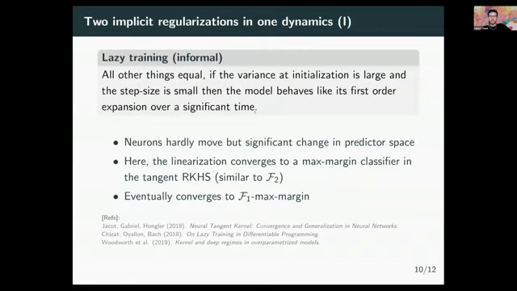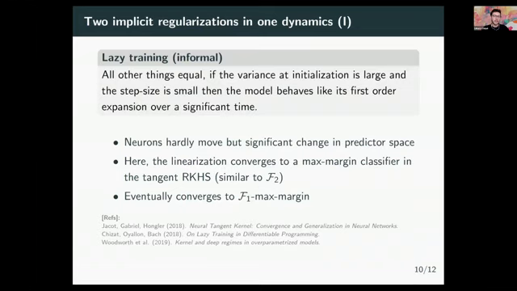What it means is that in this context of two-layer neural networks, each of the neurons will hardly move, but together they will produce a significant change in the space of predictors. Of course, everything here can be made quantitative, but I just want to remain at an informal level for this conclusion of my talk. What we obtain is that if we train the linearization of the model, it will converge to some kernel max margin classifier, because the model will behave like a linear model. And this looks like a bit of a contradiction with what I've presented, because we look at the same training dynamics.